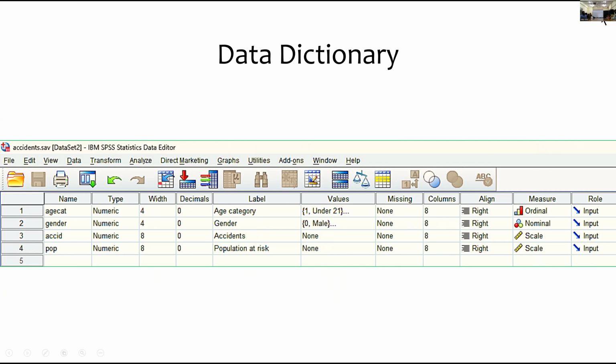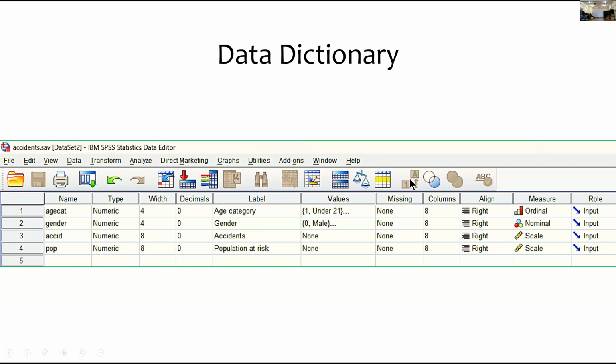Who says 1 is male and 0 is female? There's no order you can put. But if you say less than 21 is 1, and more than 21 is 2, we can't mix up the order because the order makes a difference. That is called an ordinal variable. This is nominal, where the order doesn't make a difference. Scale variables or numerical variables are just like height and weight. It's continuous, it can be any number.